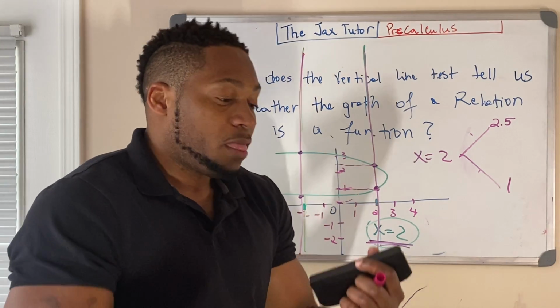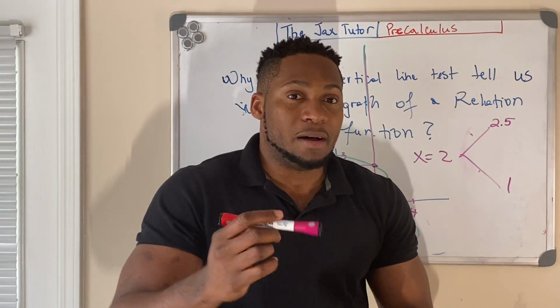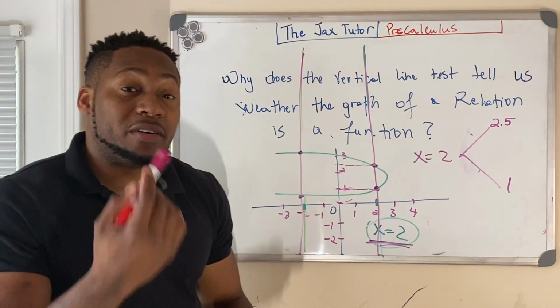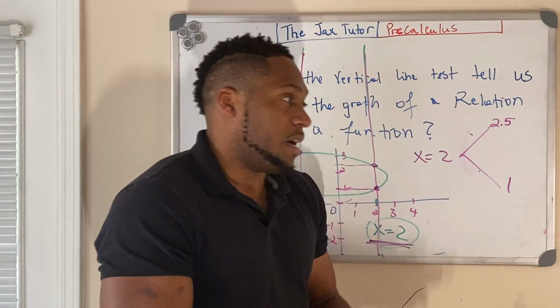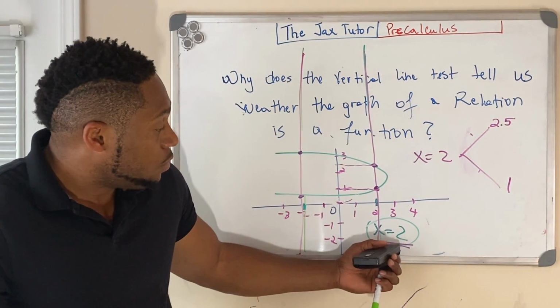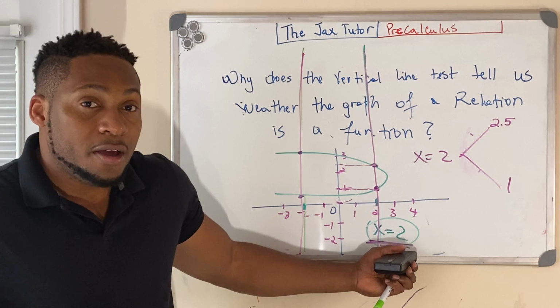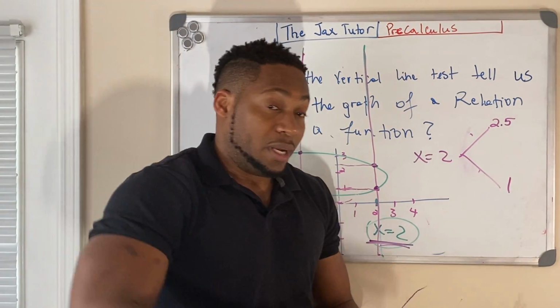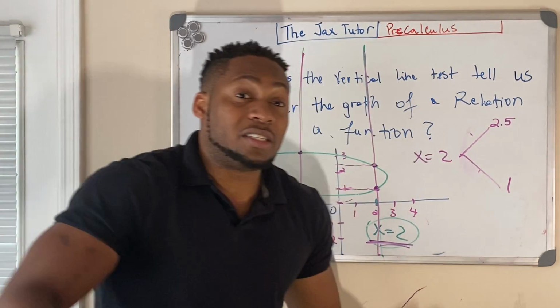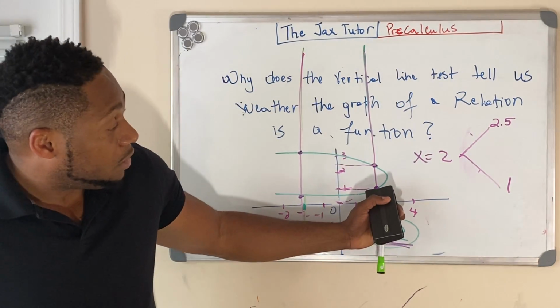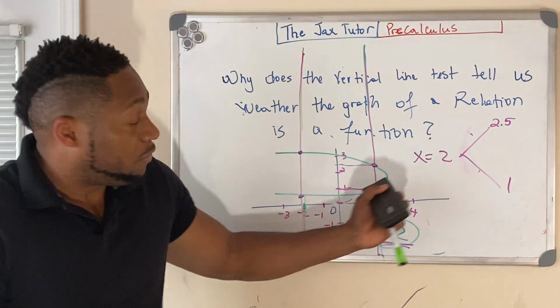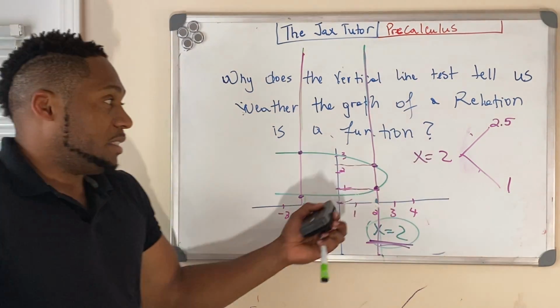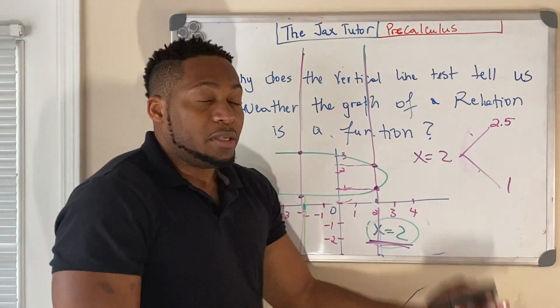In recap, the vertical line test tells us whether or not a relation is a function, because it tells you how many outputs are associated with the input at that vertical line, since the vertical line is x is equal to a constant. So it tells you how many outputs are in there. If you have multiple outputs, that means it's not a function. If you have one, that means it's a function.